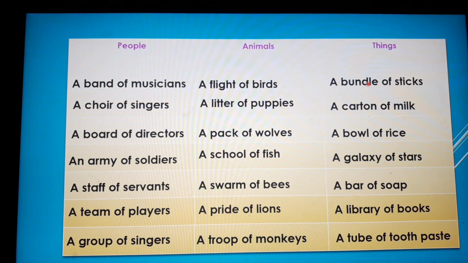A bundle of sticks. For the sticks, we'll say a bundle. Next, a carton of milk. Carton of milk. A bowl of rice. A galaxy of stars. A bar of soap. A library of books. A tube of toothpaste. So these are the collective nouns for people, animals and things.